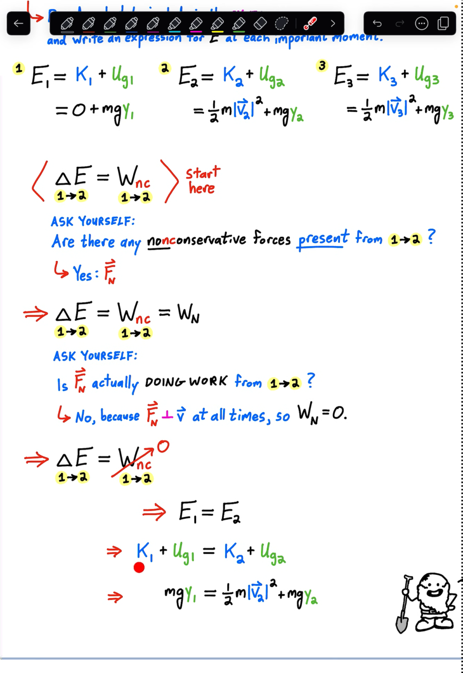So we write down K1 plus UG1 equals K2 plus UG2, and then sub in our specific expressions, mgy1, 1/2 mv2 squared, and mgy2. 0 is our initial kinetic energy. And this is an equation that we now want to rearrange algebraically to solve for v2. We'll get our speed at that moment. To do some simplifying here, we recognize that there is a mass on every single term here. And so we could factor out those masses on the right-hand side and then cancel them with the mass on the left-hand side. All those masses are going to cancel.